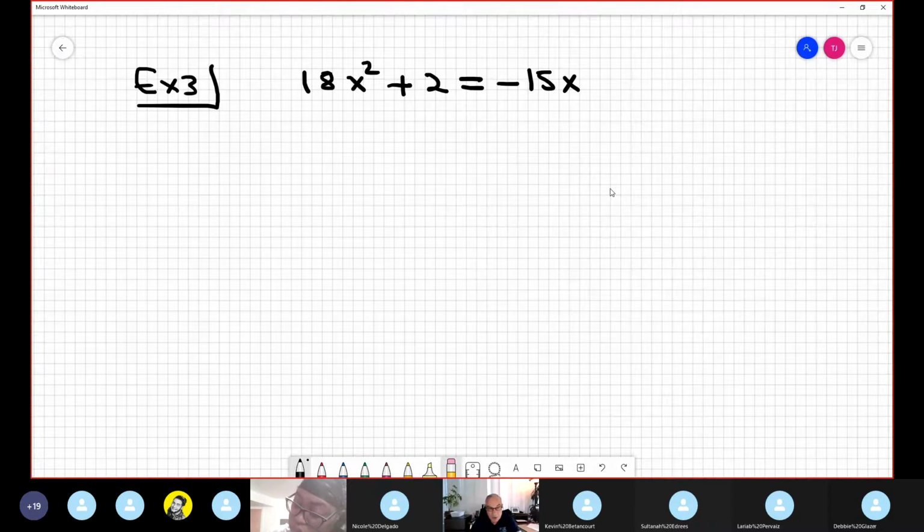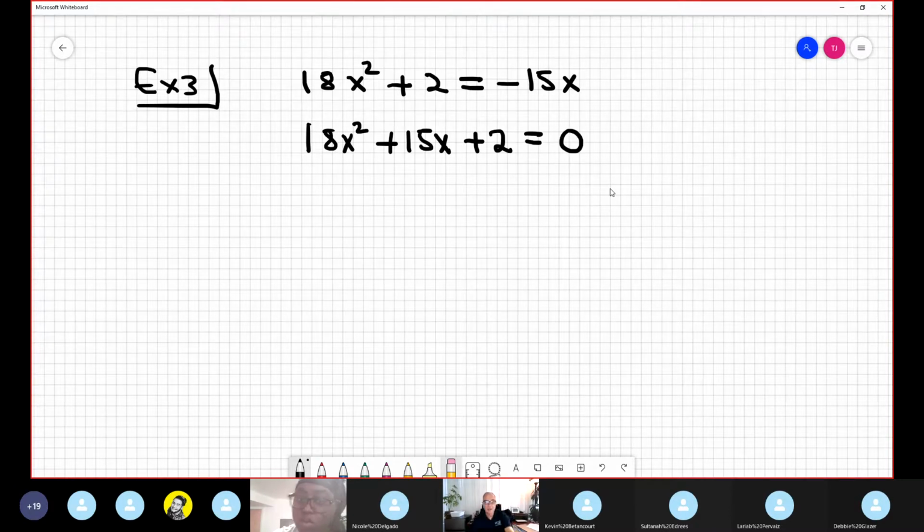It's a quadratic equation, but it's completely disorganized. In order to put it in standard form, you move 15x to the left, and you organize in this order. This is power 2, this is power 1, this is power 0, and right hand side 0. Fantastic, now you are in standard form.